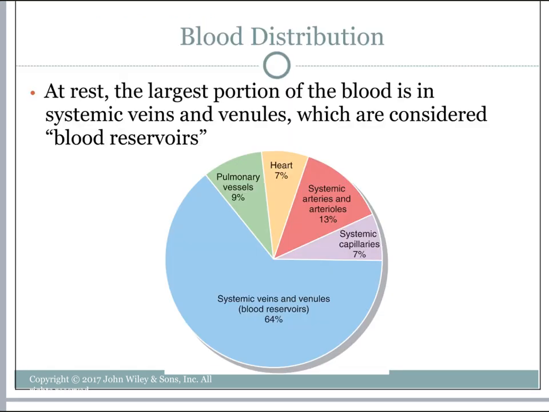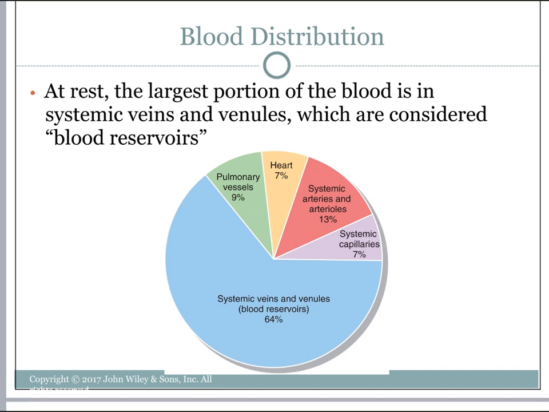So a nice little pie chart to explain where all the blood in our body, remember we have anywhere from 5 to 7 liters, depending on if you're male or female, circulating at any point through our body. Now at rest, the largest portion of blood, as we said before, is in our systemic veins and venules. These are our blood reservoirs, our volume reservoirs, so about 64%. Our heart has about 7%. Our systemic and pulmonary vessels 9, systemic capillaries 7, and our systemic arteries and arterioles 13. So again, in our arteries and arterioles, we have a relatively small percentage, 13% of the amount of blood in our body.